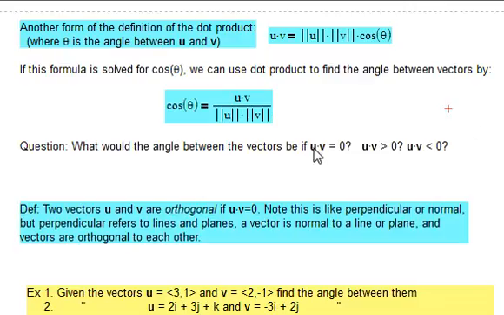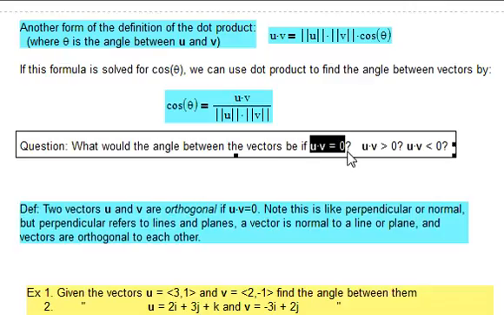Or maybe I should say it like this. If u dot v is 0, then the angle between u and v is pi over 2. If u dot v is positive, then theta is between 0 and pi over 2. If u dot v is negative, then theta is between pi over 2 and pi.